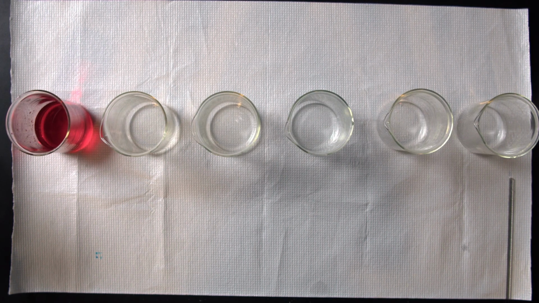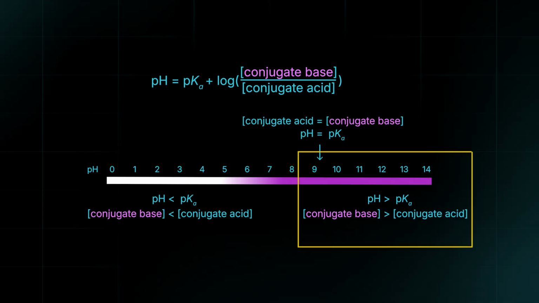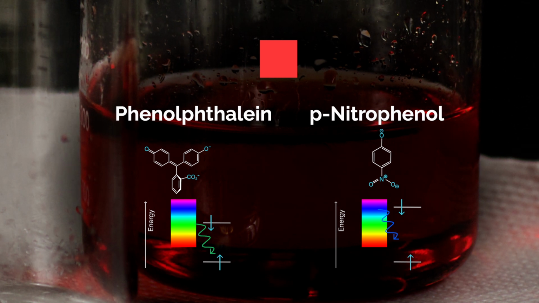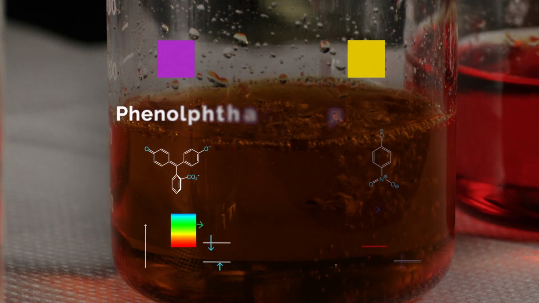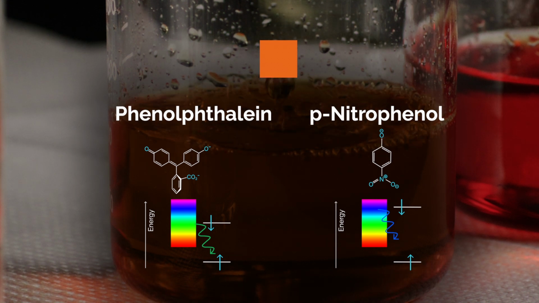Now, let's bring this rainbow to life. As I add the base, the pH increases, deprotonating all of the indicators, revealing their true colors. Red, thanks to a mix of phenolphthalein and p-nitrophenol. Orange, just a little different balance between the two indicators.